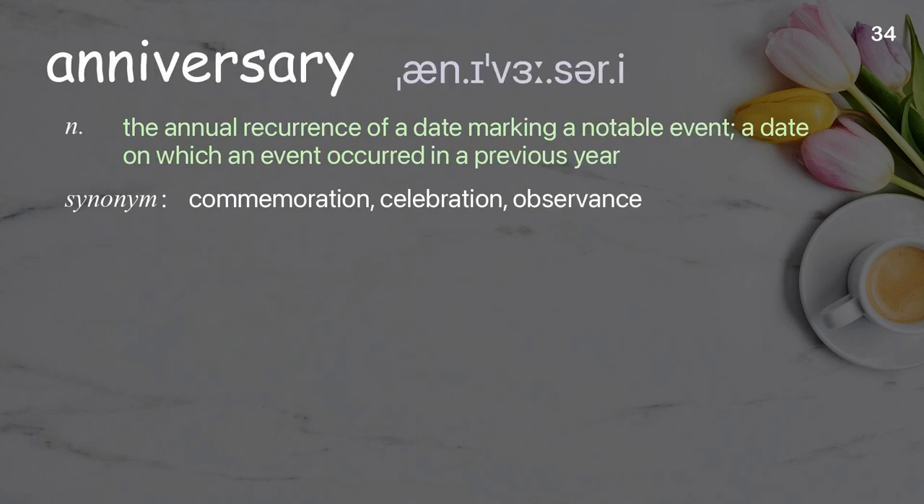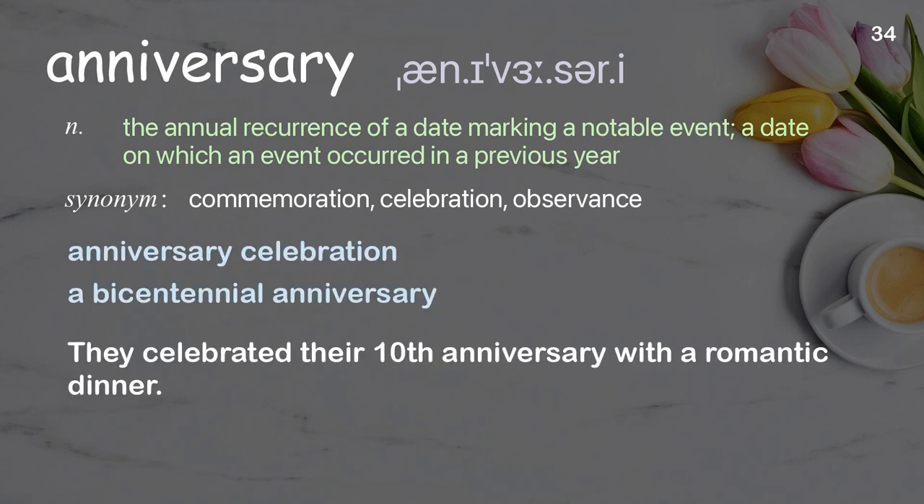Anniversary. The annual recurrence of a date marking a notable event, a date on which an event occurred in a previous year. Examples. Anniversary celebration. A bicentennial anniversary. They celebrated their 10th anniversary with a romantic dinner.